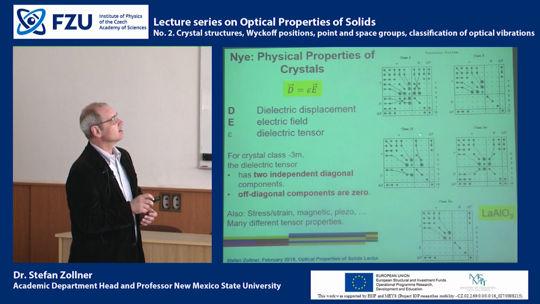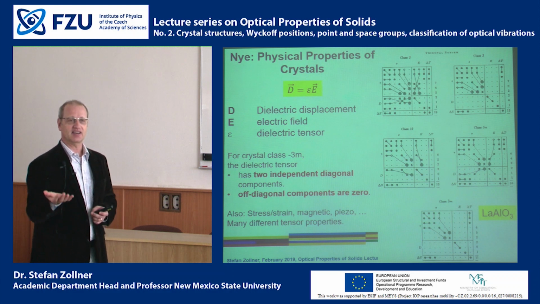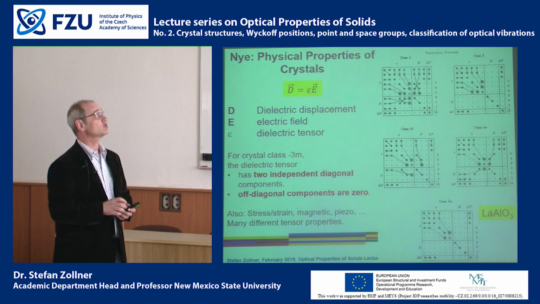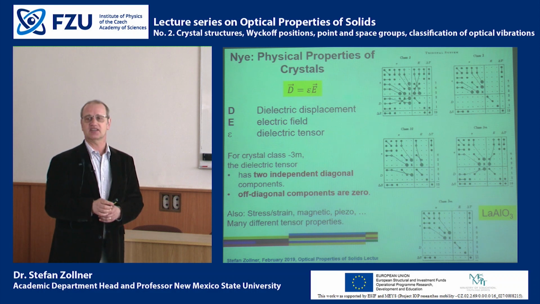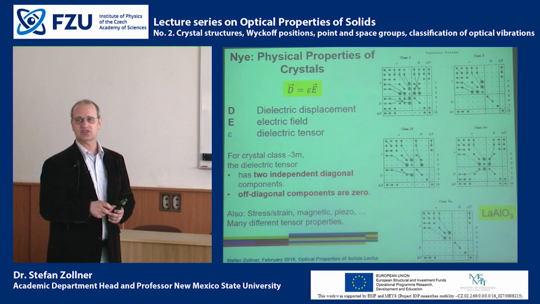If I apply an electric field, what is the dielectric displacement? So I do ellipsometry, D is equal to epsilon E. I apply an electric field and I'm measuring the response. So I'm interested in the dielectric tensor. So for an arbitrary crystal structure, this epsilon is not a number, but it is a tensor. It's a first-rank tensor with 9 coefficients.